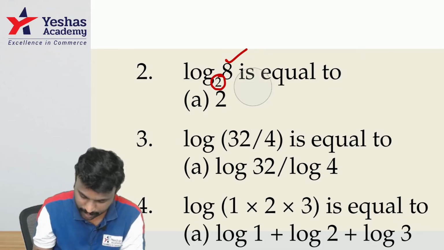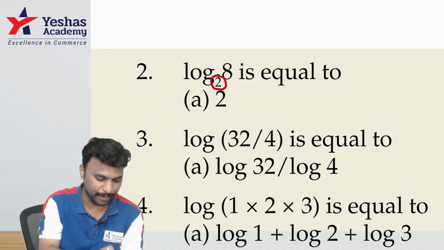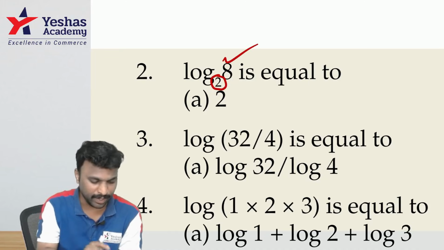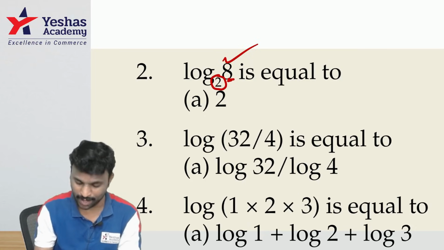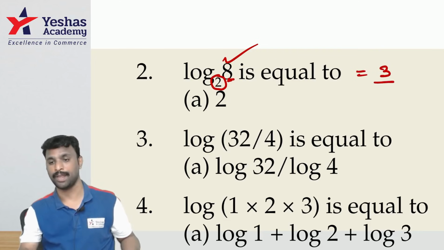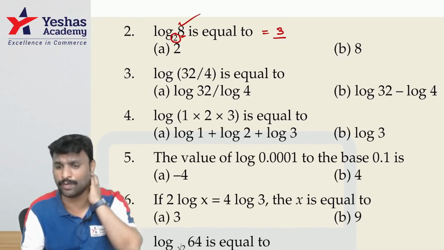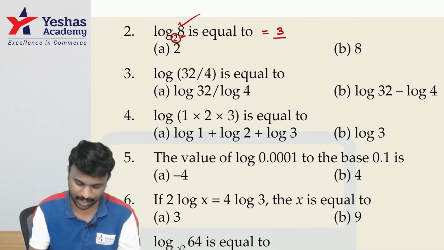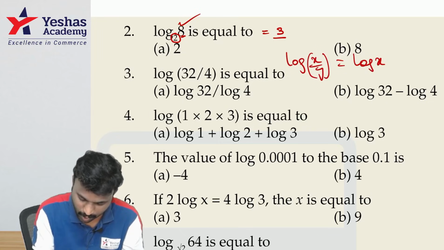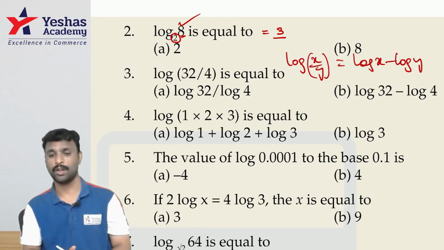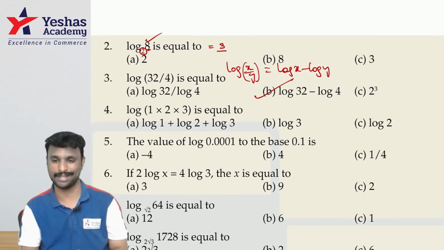I repeat, whatever is the base, you feed it in the calculator, type 2, press into, keep on pressing equal until you get this number 8. So counter number is 4, actual power is 3. That's the answer. Have you all understood? As the next question, log of 32 by 4 is equal to, division changes to what? Subtraction. The property log x by y is written as log x minus log y. Therefore, log 32 by 4 is log 32 minus log 4. That means option B is the right answer.